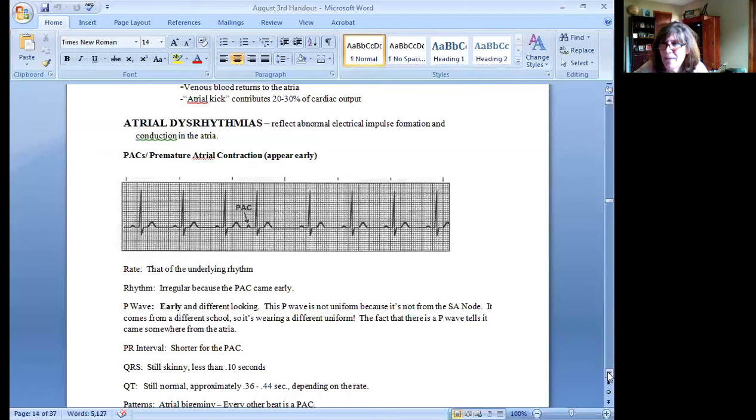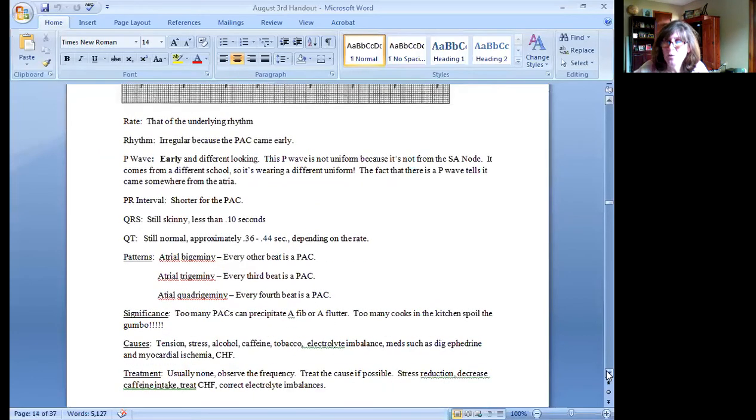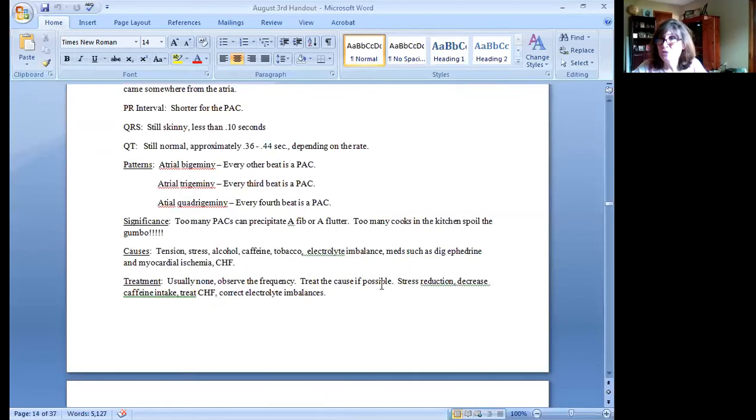Now, let's talk about patterns. If every other beat was a premature atrial contraction, that would be called atrial bigeminy. If every third beat was a premature atrial contraction, that would be called atrial trigeminy. And if every fourth beat was a PAC, it would be called atrial quadrigeminy. Too many cooks in the kitchen spoil the gumbo. What causes PACs? Tension, stress, nursing school, alcohol, caffeine, tobacco, electrolyte imbalances, meds. Treatment: there's no treatment. It's all good. Just decrease whatever's causing it.